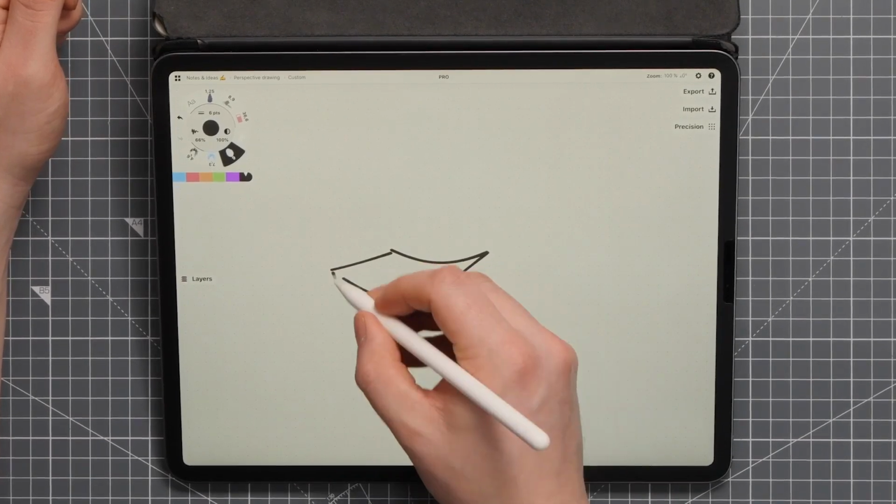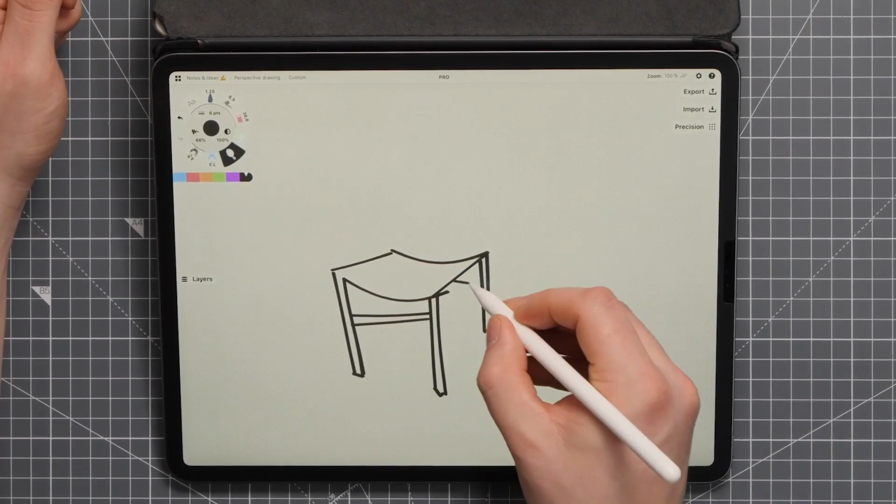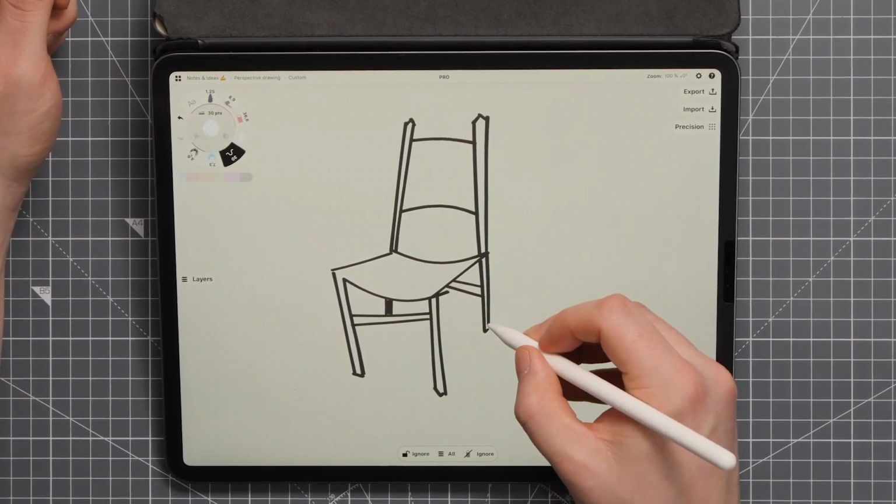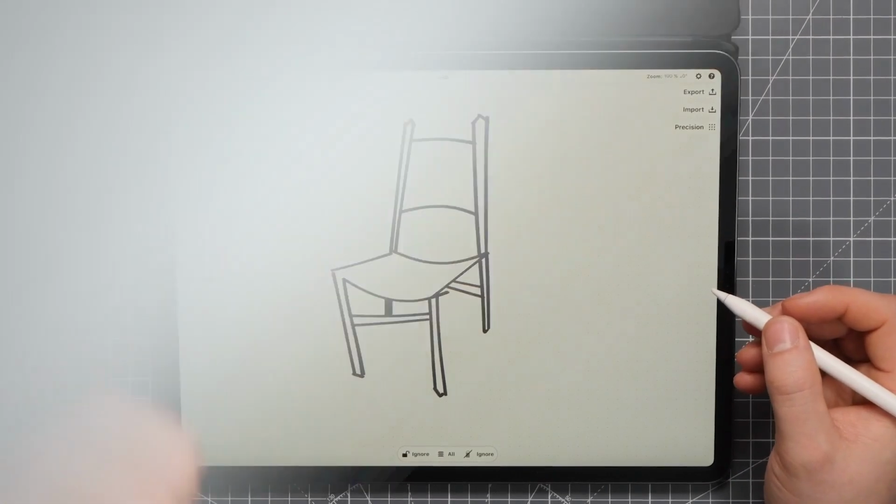We're constantly looking at the world in perspective, and we're so used to seeing things this way that drawings tend to feel a bit off when they digress from it.